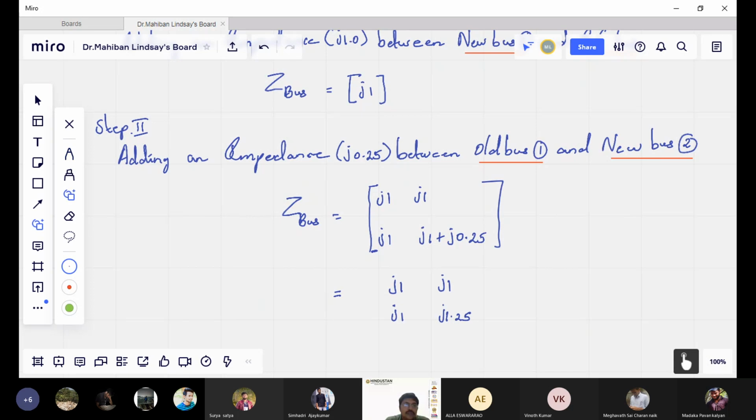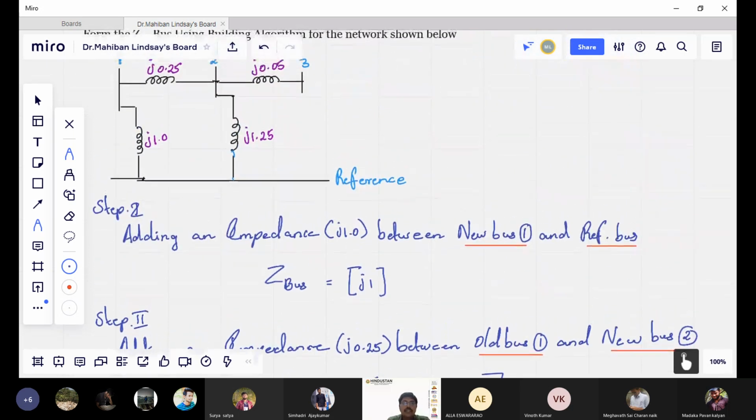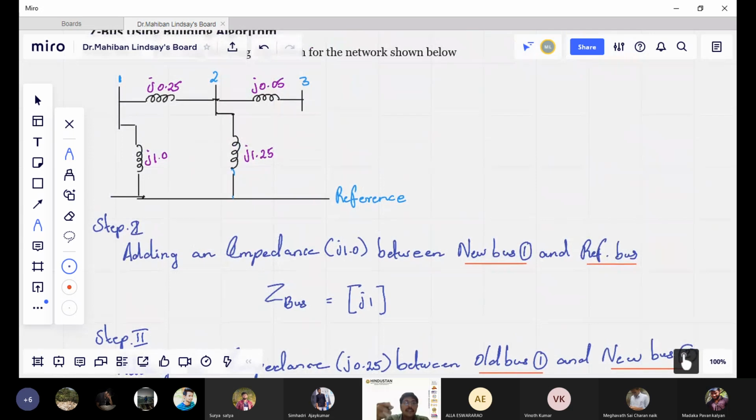So I will put the matrix in the right form. So this is the Z bus after adding 0.25, that is J 0.25, right? So two elements were added. Now what are the other elements there? We can check. Between bus 2 and the reference is there, 2 and 3 is there.